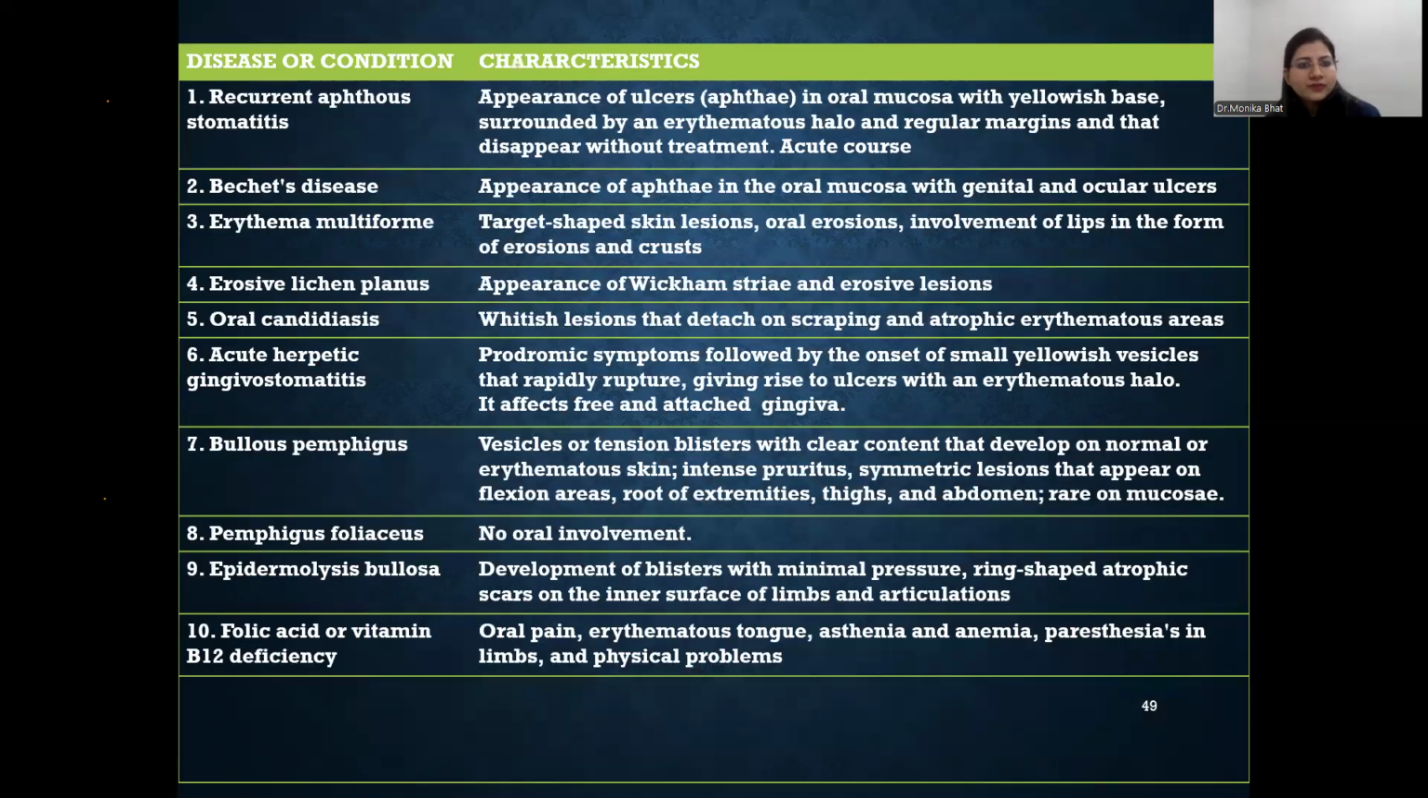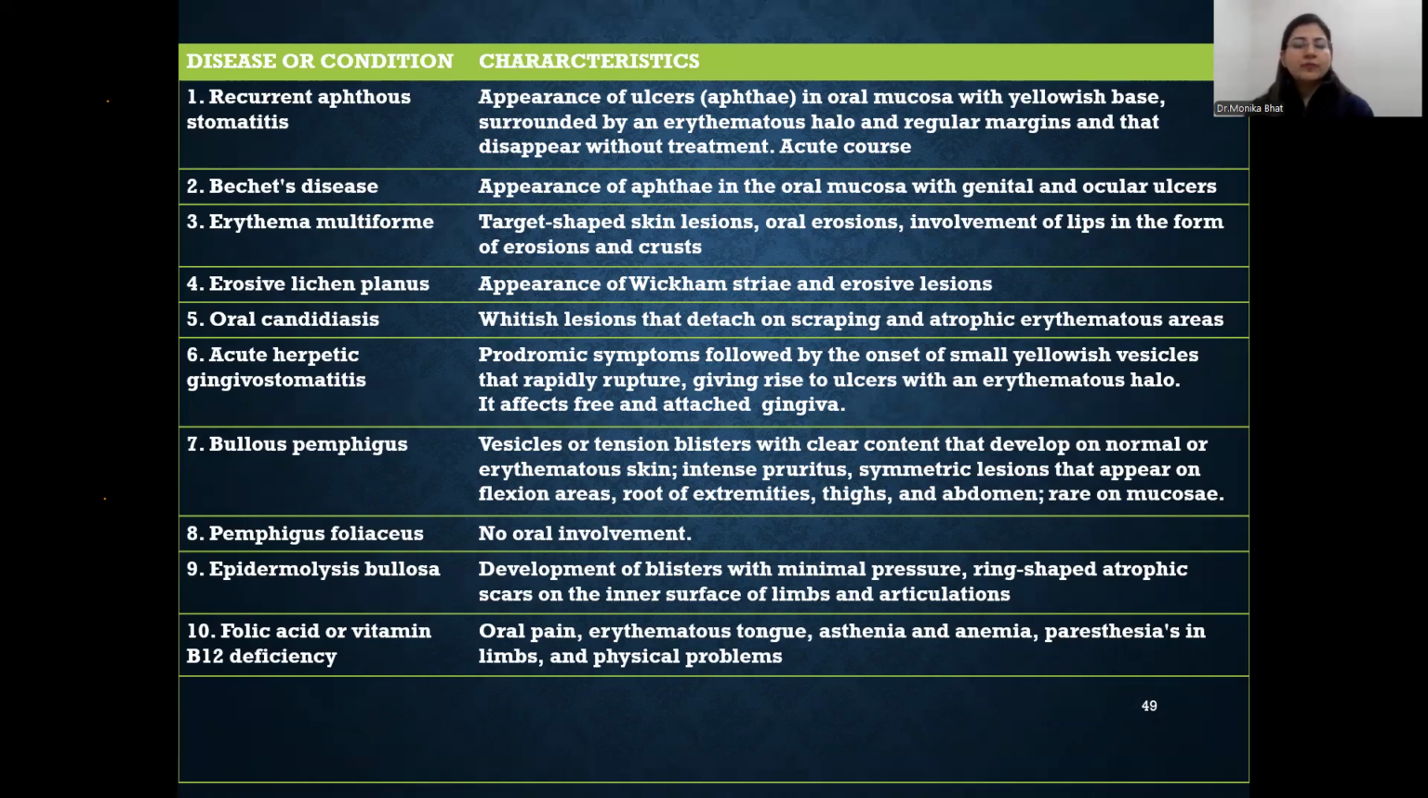So the differentials for this can be Behcet's disease, erythema multiforme, erosive lichen planus, candidiasis, herpetic gingivostomatitis, bullous pemphigoid, pemphigus foliaceus, and folic acid, vitamin D and B12 deficiencies. To rule out these differentials, we will discuss them one by one. That is recurrent aphthous stomatitis, where we have ulcers in the oral mucosa with a yellowish base surrounded by an erythematous halo, and it has an acute course. This can be differentiated from pemphigus.